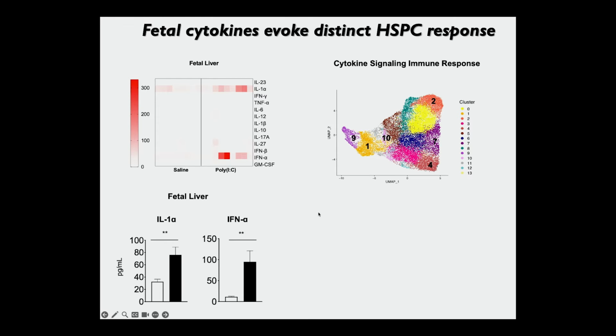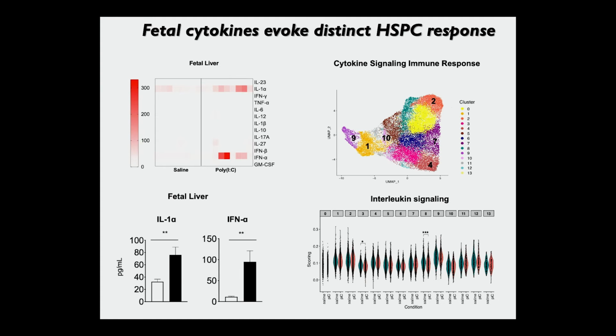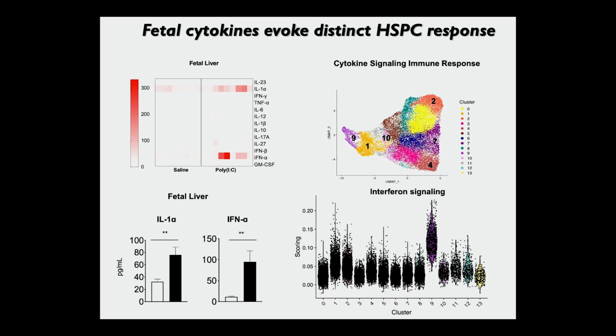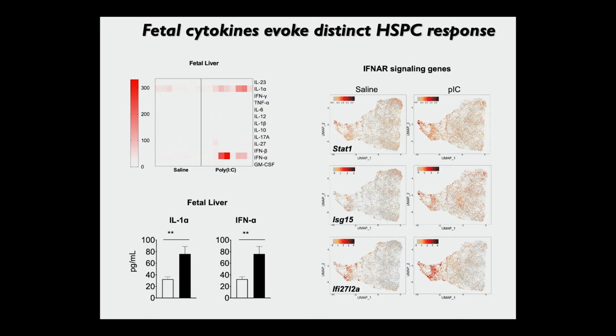We went back and leveraged this across our single-cell sequencing data set. And as you can see here, there's really no story with interleukin signaling. There's very little response. And if you see any response in response to poly-IC, it's down. Instead, what we observed when we looked at interferon signaling was a very robust and specific response of our cluster 9, which is our GFP-positive DRHSC. And when we go back in and we look at different genes associated with IFNAR signaling, we see that this signaling signature is specific to clusters associated with our DRHSC.